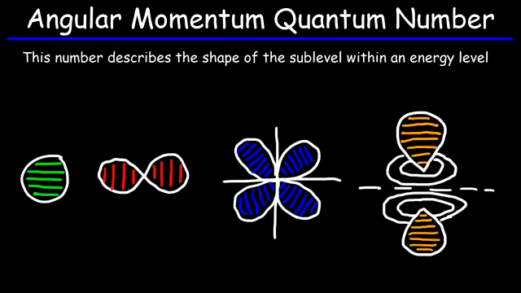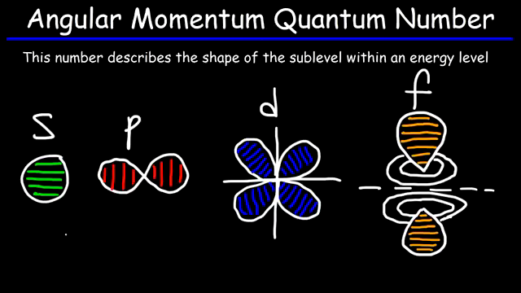Now the next quantum number that you need to be familiar with is the angular momentum quantum number. This number is indicated by the symbol L, and it describes the shape of the sublevel within an energy level. Now we have 4 different sublevels that you're going to see on a regular basis. The first one is the S sublevel, which is basically a sphere. The second one is the P sublevel. And then we have the D sublevel and the F sublevel.